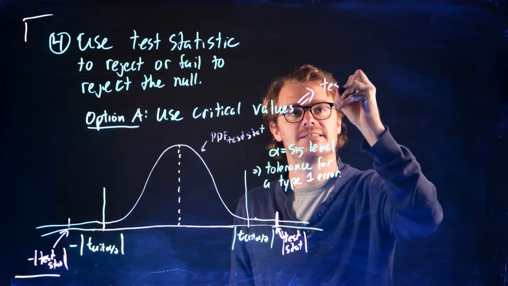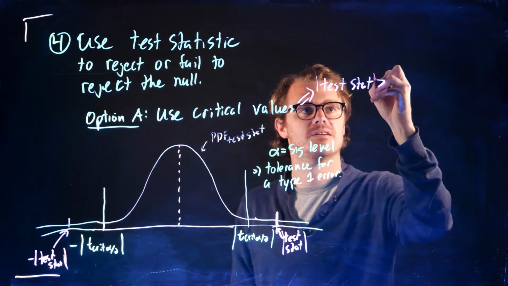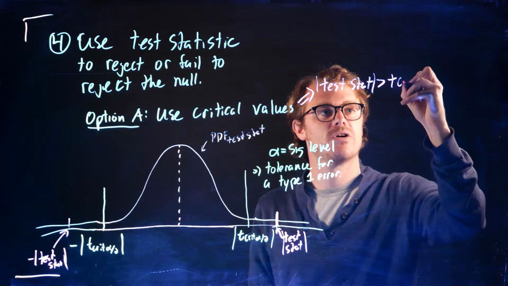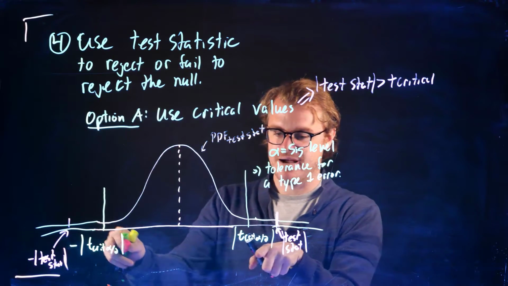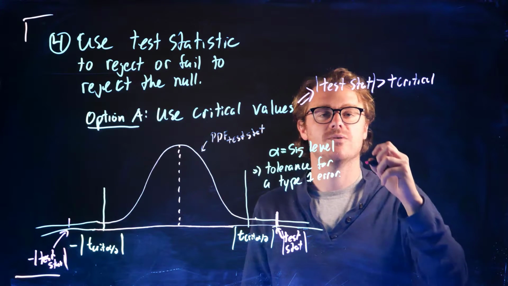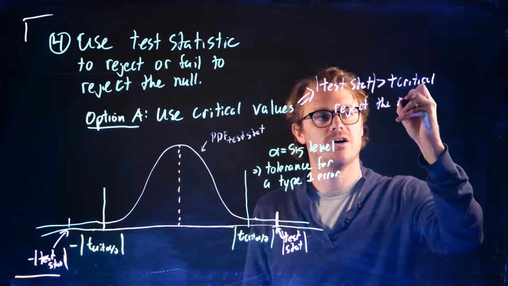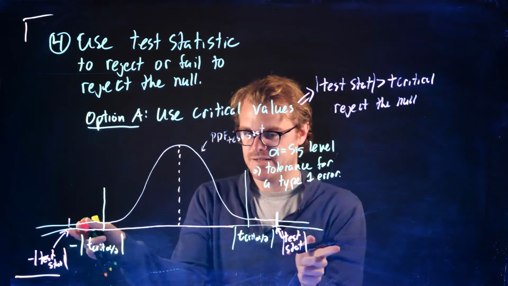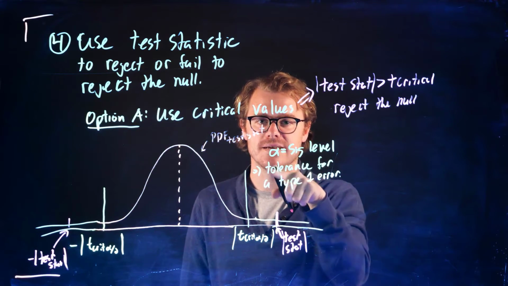If your test stat is greater than your critical value, and again, it could be alpha divided by 2, whatever your critical value is, you reject the null because it's telling you you're further in the tails, so the probability of committing a type 1 error is less than alpha.